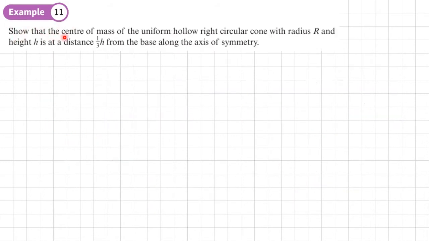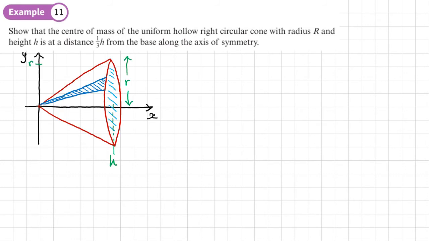Example 11. Show that the center of mass of the uniform hollow right circular cone with radius r and height h is at a distance 1/3 h from the base along the axis of symmetry. So here's a diagram representing what's going on. Now, unfortunately, we can't use the method we used before for the shell, where we do the volume of the outer one minus the inner one. The method for this is that we need to actually divide the surface of the cone up into these triangles.